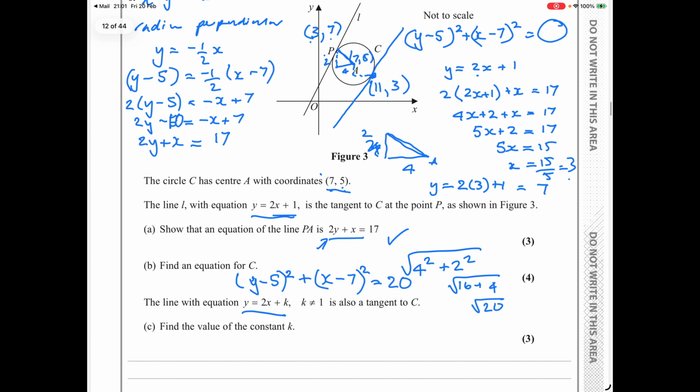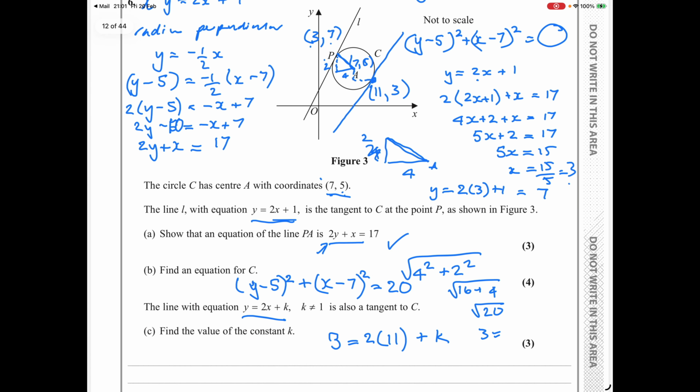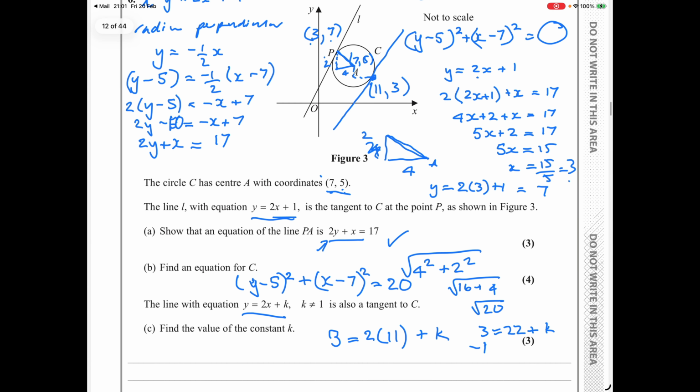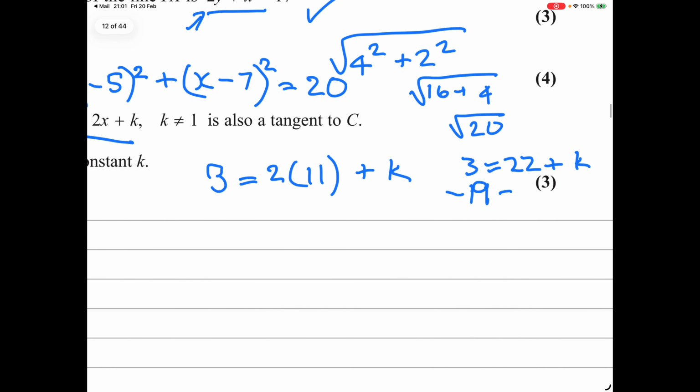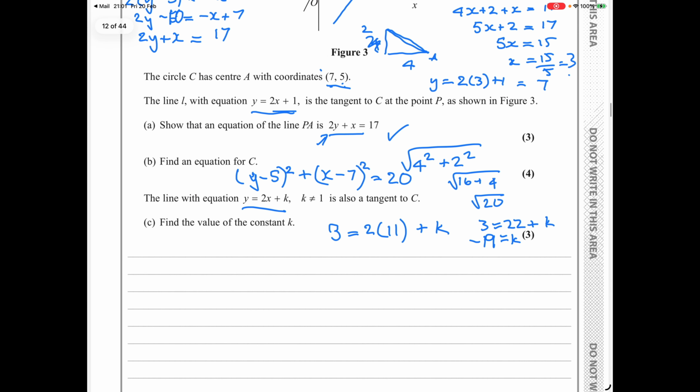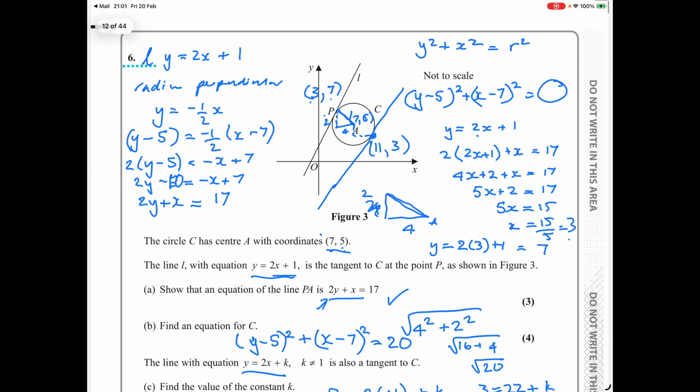So that would be 3 equals 2 times 11 plus k. So 3 equals 22 plus k. So take 22 off both sides, so minus 19. It's not going very well, is it? Minus 19 equals k. There you go. And that makes sense because it is going that way. And that is how you do this.